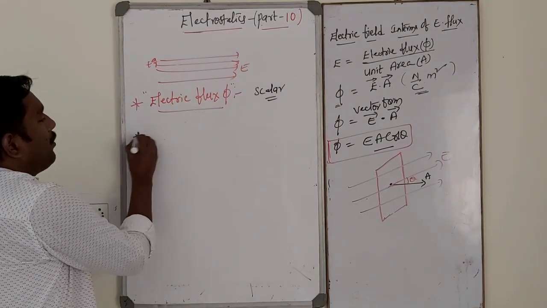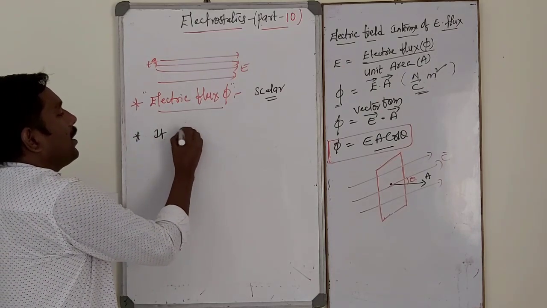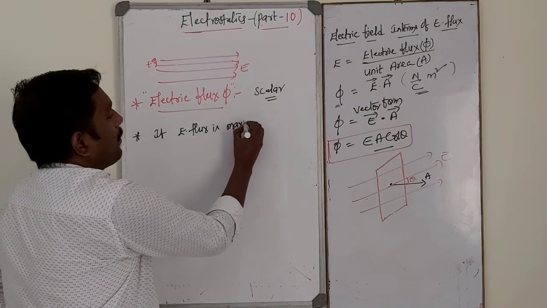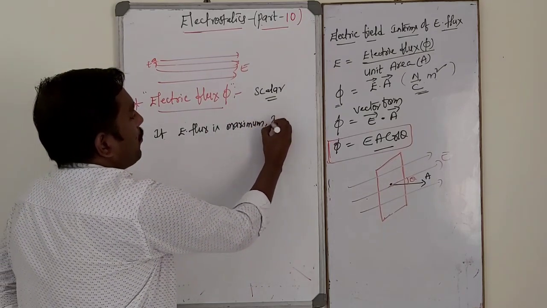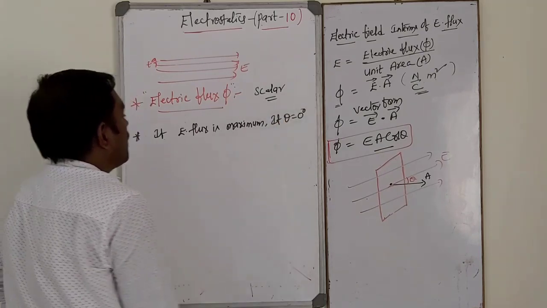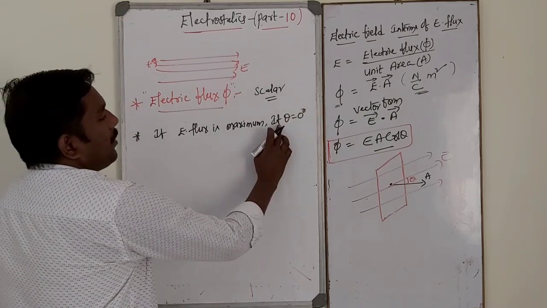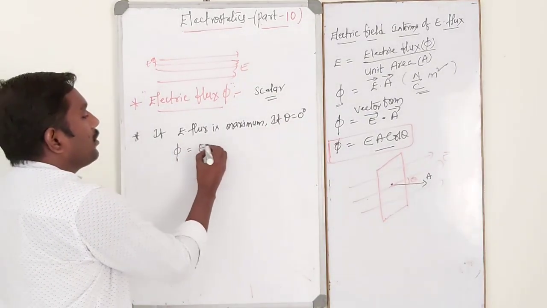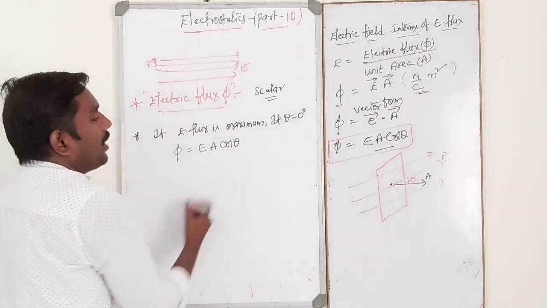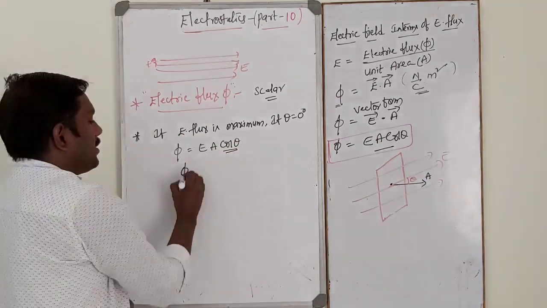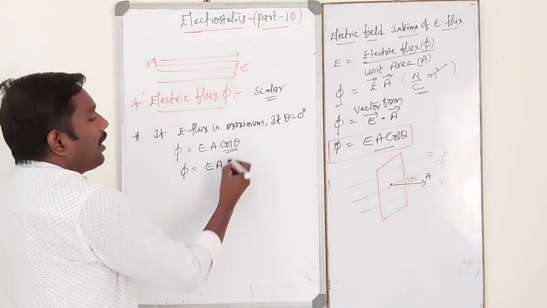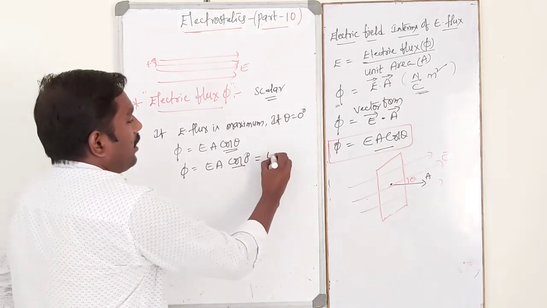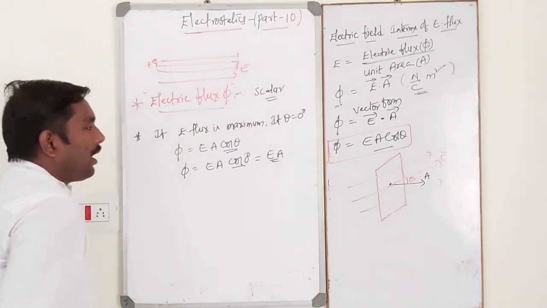An important one: electric flux is maximum if theta is equal to 0 degrees. Flux is equal to EA cos theta, so flux is equal to EA cos 0 degrees. Cos 0 is how much? 1. Then it is EA. This is the maximum value of electric flux.